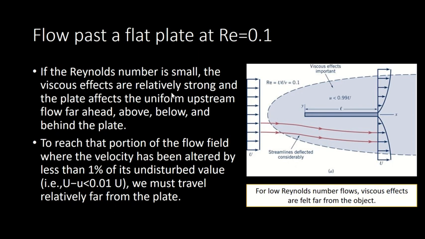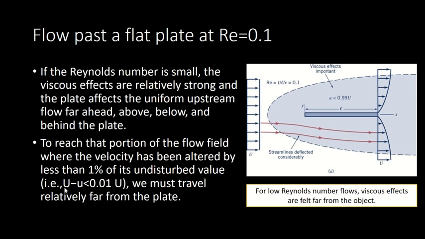So if the Reynolds number is small, the viscous effects are relatively strong, and the plate affects the uniform upstream flow far ahead, above, as I mentioned, below, and behind the plate. To reach that portion of the flow field where the velocity has been altered, the incoming velocity has been altered in this region, less than 1% of its undisturbed value.